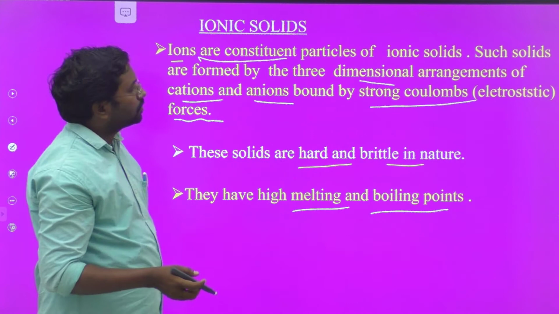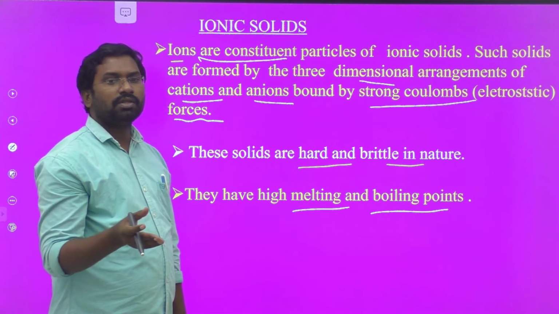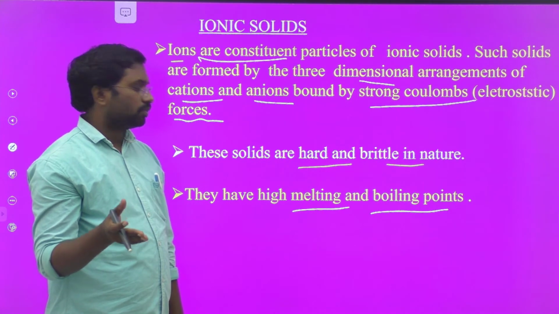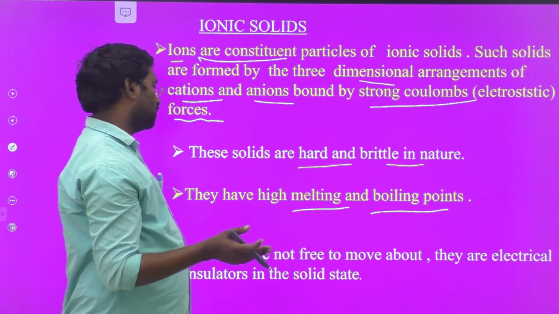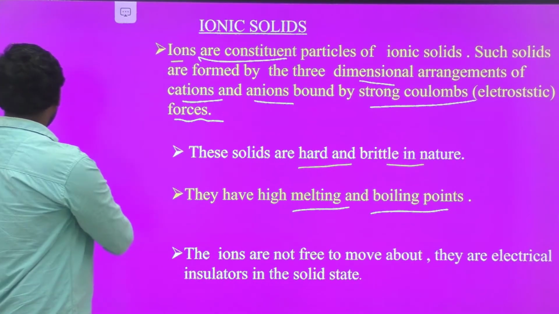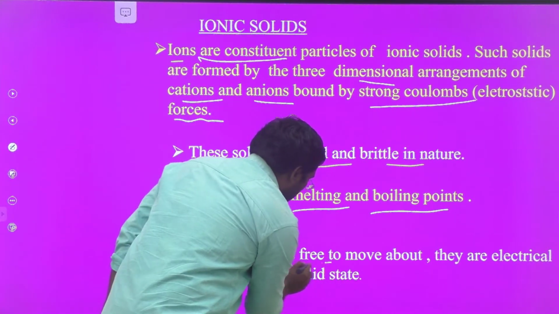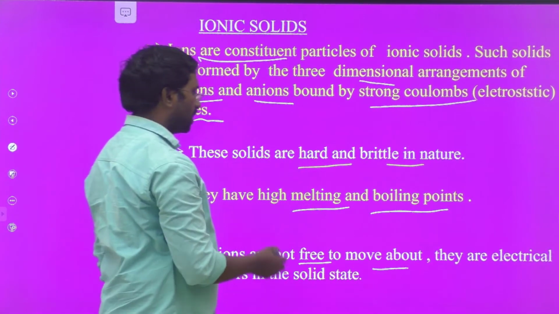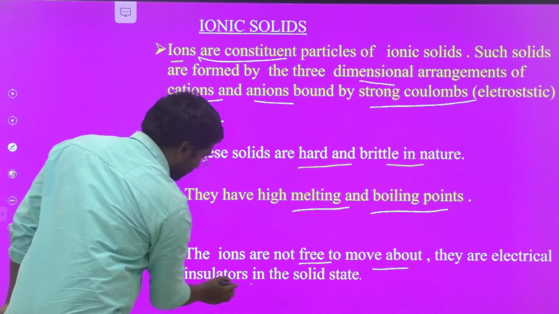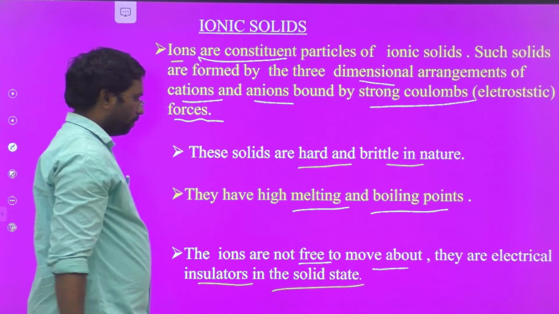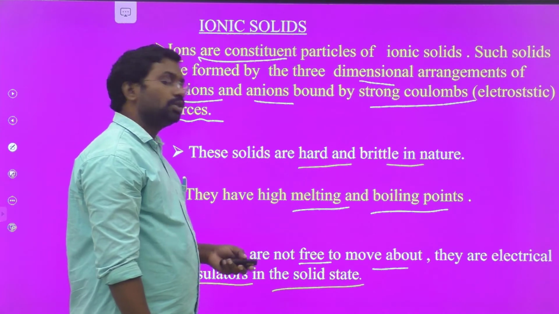because they have strong Coulombic forces or electrostatic forces present between the ions in solids. Therefore they have high melting point and boiling point compared with the other solids. The ions are not free in the ionic solids. The ions are not free to move about. They are electrical insulators in the solid state. Generally in the solid state, these ionic solids act as insulators.